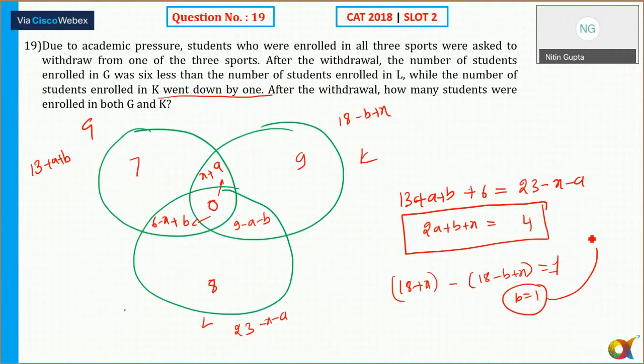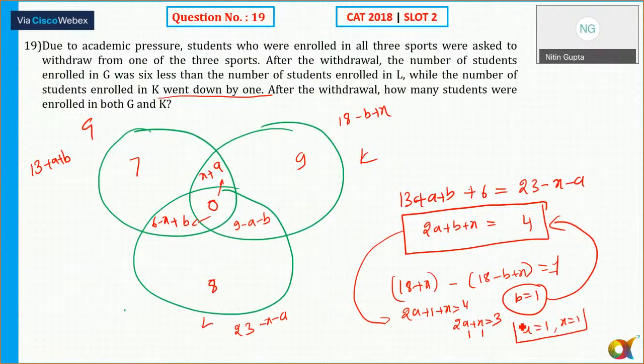So substitute this value B is equal to 1 here. Then from this equation I'll get 2A plus 1 plus X is equal to 4. So from here, 2A plus X is equal to 3. If 2A plus X is equal to 3, the only possibility is 1 and 1. So A is equal to 1 and X is also equal to 1. That is the only solution here.